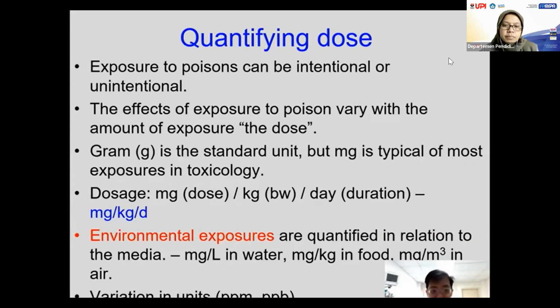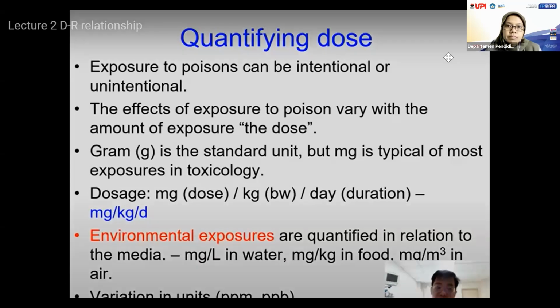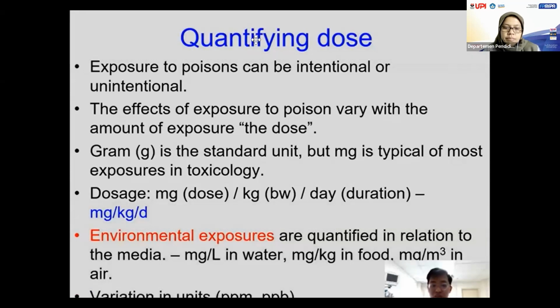So there are two types of exposure, intentional and unintentional, and the effect of exposure varies depending on the so-called dose. If the exposure is 2 times at a low dose, that is still okay, but 2 times or a single time at a very high dose would be a problem. So the effect of exposure to a poison will vary depending on the dose itself, the amount that person has been exposed to.